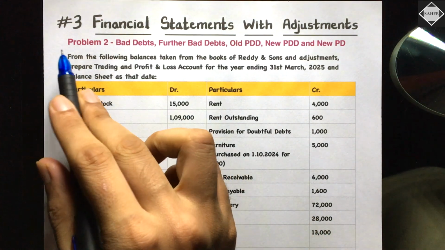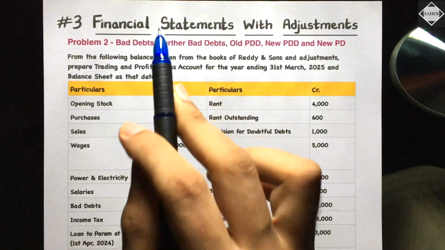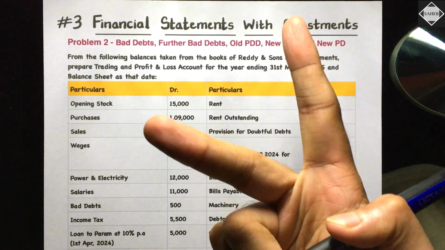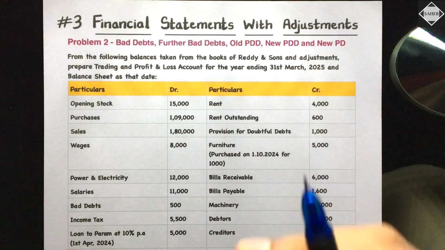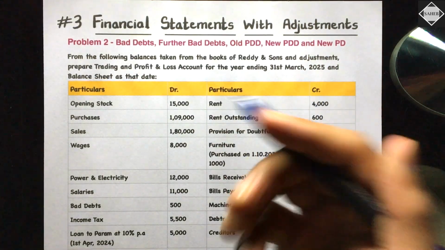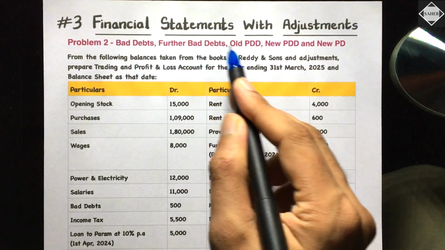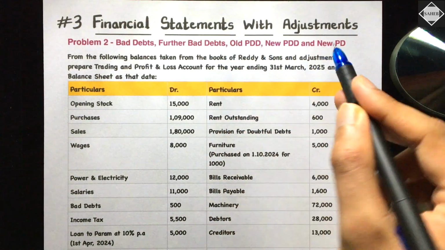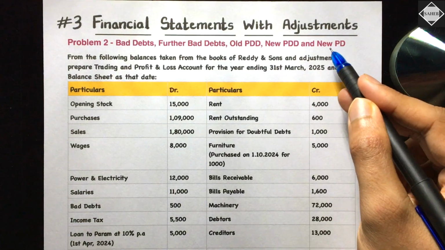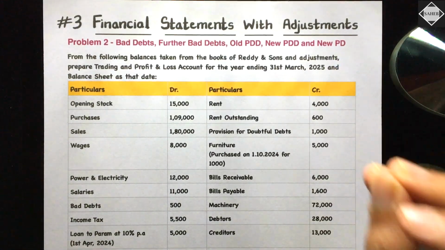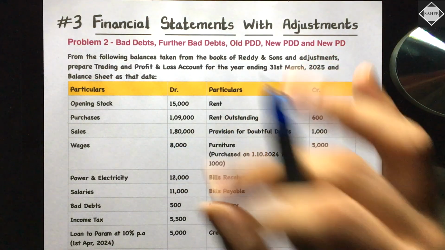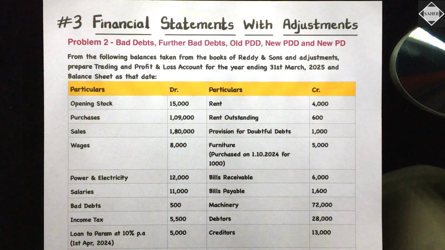Today in this third video of financial statements of sole proprietorship with adjustments, in this chapter we are going to solve our second problem. Why we are taking this question is because here we have got bad debts, further bad debts, old provision for doubtful debts, new provision for doubtful debts, and new provision for discount on debtors. Here we will be able to make use of our shortcut. We'll see that. And then here we also have got a hidden adjustment. Because of that I have taken this question.